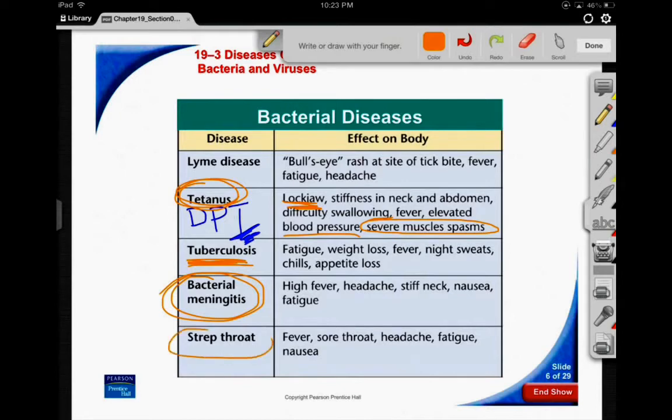Strep throat is another nasty one. If you've ever had strep throat, they're long sort of chains of round spherical bacteria known as cocci. And you got to watch out for this one, because strep throat, if those bacteria get through your tissues and into your blood, you can get growths on your heart valves. And that's very, very dangerous. So strep throat has to be taken seriously by physicians.